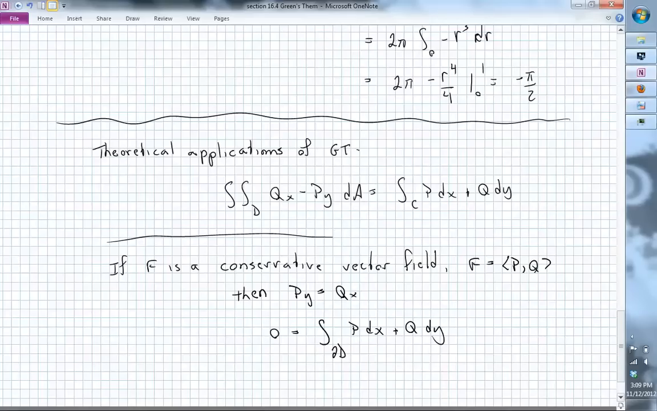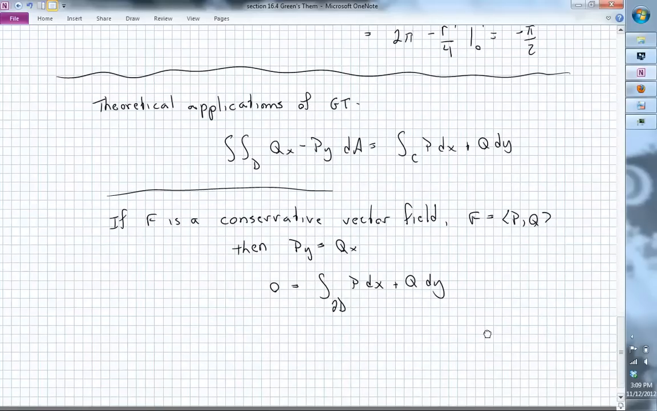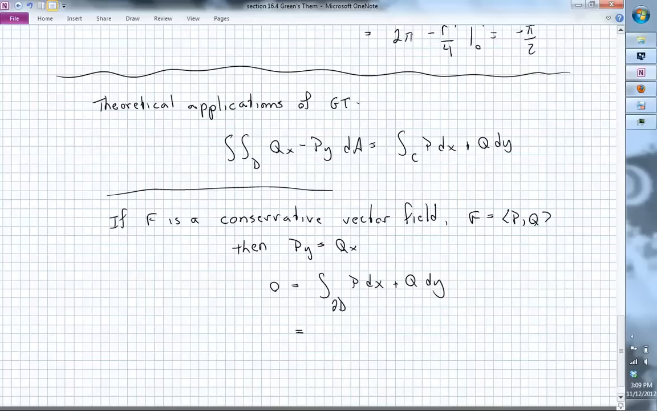So for a conservative vector field, this is true. Now, you may recognize this thing from back in section 16.2. What's another way of writing that line integral on the right-hand side? F dot dr, exactly. Which is work, right? So if F is a conservative vector field, then Green's theorem shows us that this work integral is 0.